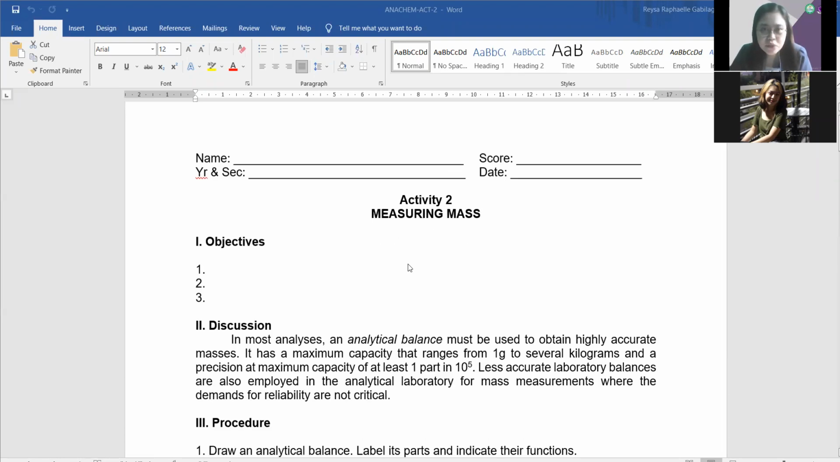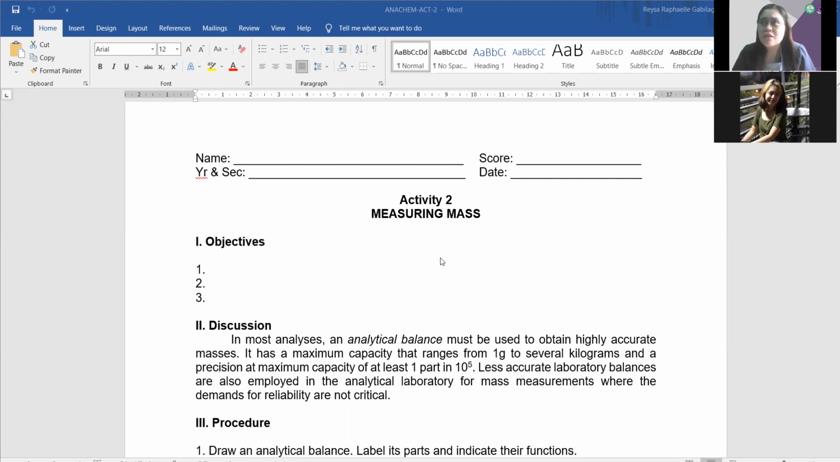Okay, activity number 2, measuring mass. What you have to do here is you read the activity and then you have to come up with your own objective. What do you want to learn from this activity? But this is about measuring mass. So basically, we will be talking about analytical balance.